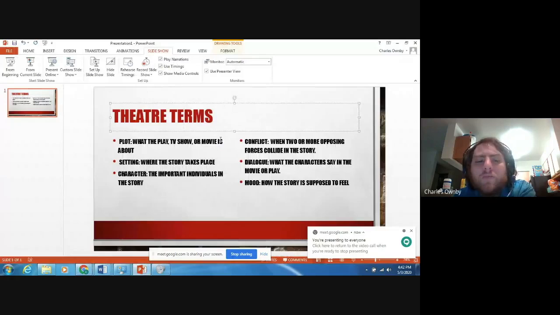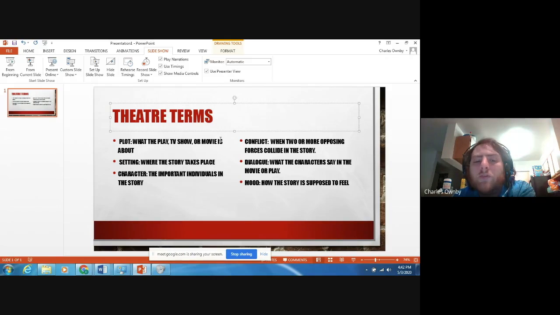Okay, theater terms. These are the terms you need to know for analyzing a script. They're pretty easy. A plot is what your play, TV show, or movie is about. It's the who, what, when, where, why, right? Your setting is just where the story takes place. Now, this is important because the setting is going to help drive your plot.